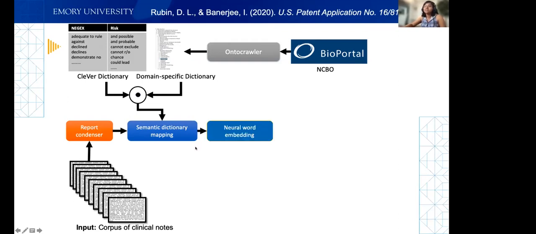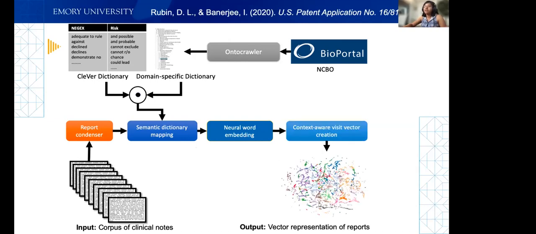So once we normalize the language space, we can create the neural word embedding in an unsupervised way. And finally, we can create a context-aware visit vector because we already know the key terms that we are mainly interested in. So we just look at the key terms and their surrounding area to create the context-aware visit vector. Basically, it creates the vector representation of the whole report. And now we have the embedding space of the unstructured and the structured report in a normalized way.